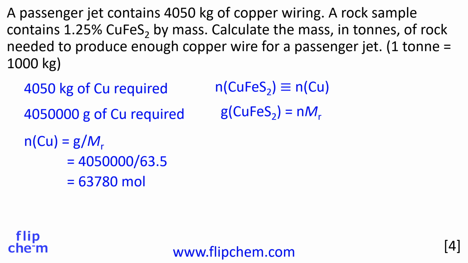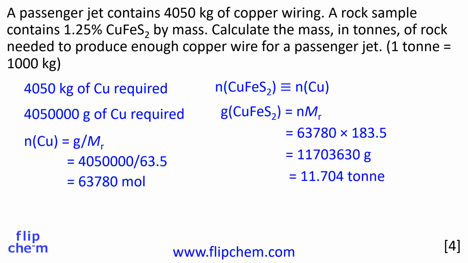1 mole of CuFeS2 contains 1 mole of copper atoms. To work out the amount of CuFeS2 required, multiply moles by molar mass. Use your datasheet to find the molar mass of CuFeS2. The mass of CuFeS2 required is 11.704 tons.